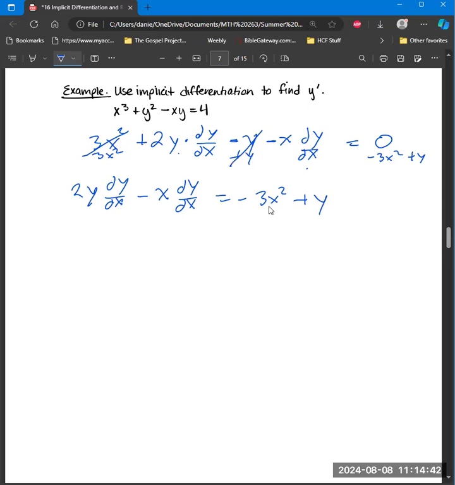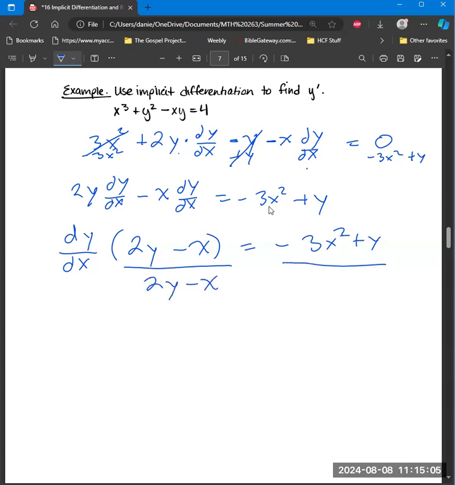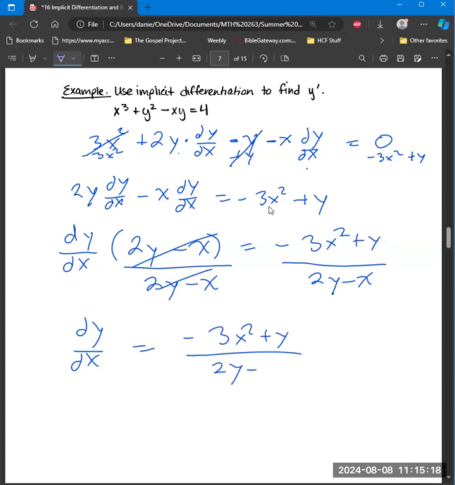And that will isolate my dy dx terms on the left-hand side, since dy dx is what I want to solve for. I'm going to factor dy dx out, since it's a common factor. And that'll leave me with 2y minus x times dy dx is equal to negative 3x squared plus y. And then I'm going to divide both sides by 2y minus x, and dy dx is going to be equal to negative 3x squared plus y over 2y minus x.